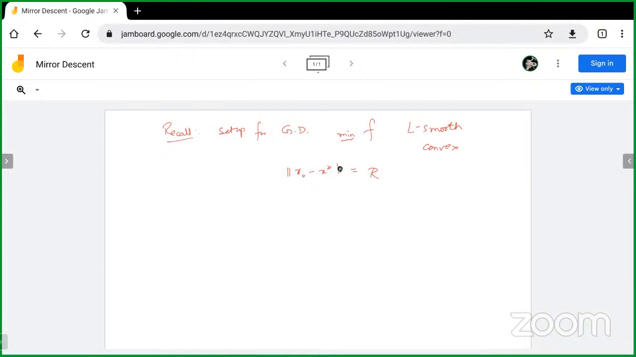Then if I do gradient descent with step size roughly 1 over L, then I can get a guarantee of the following form: f of x_t minus f of x star. So that's how far away I am from the minimum value. That's at most roughly... Okay, anyone remember? Yeah, exactly. So you get 1 by t.